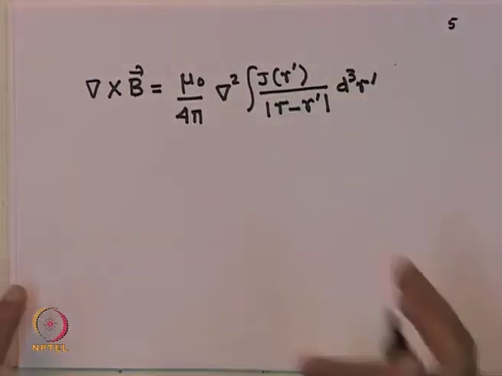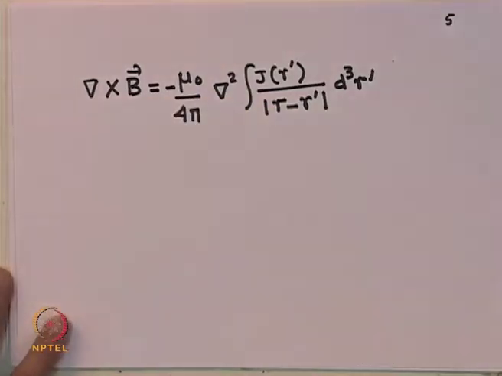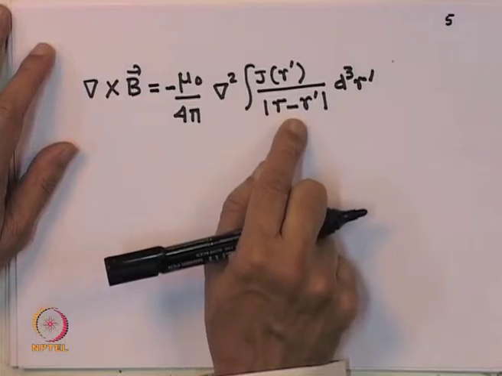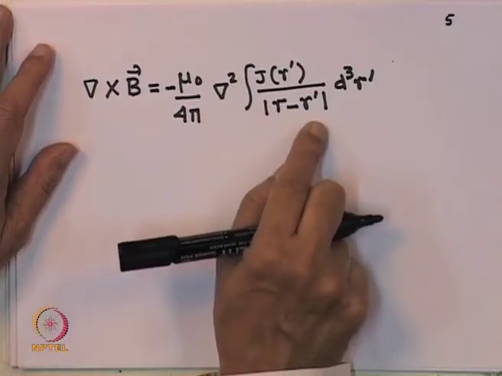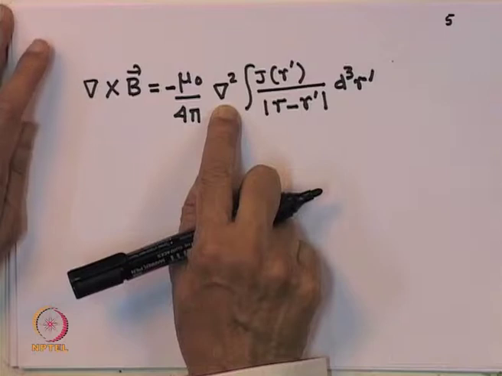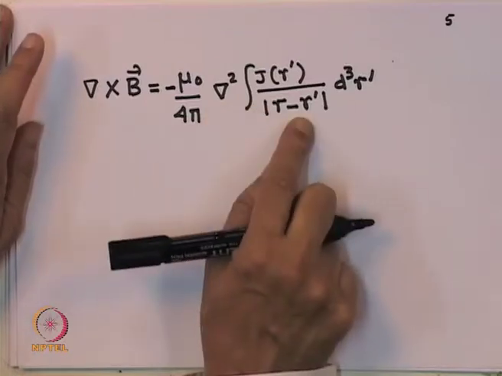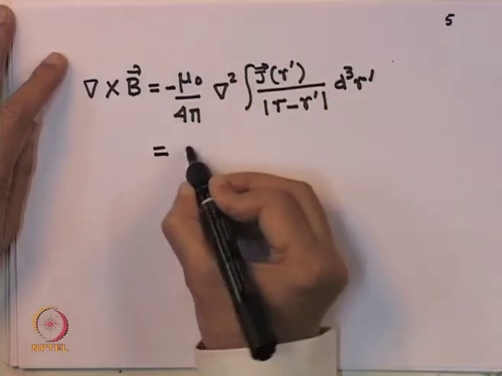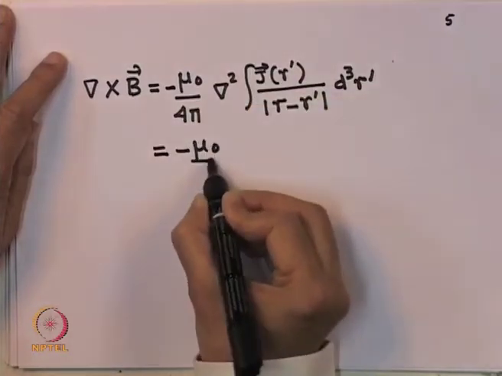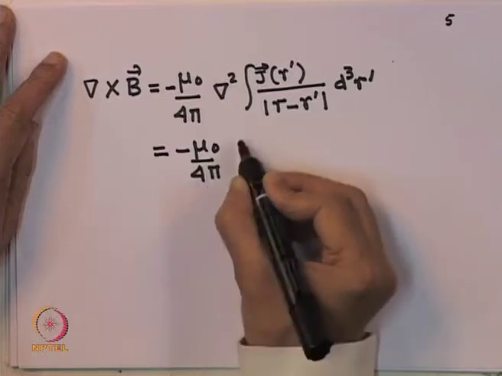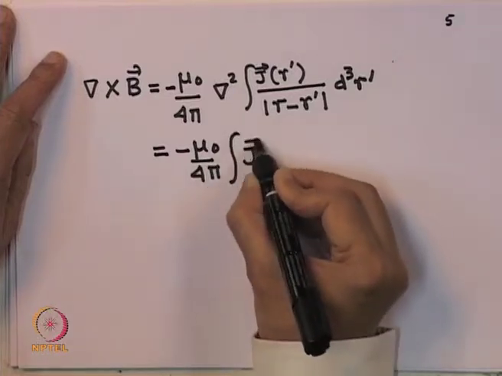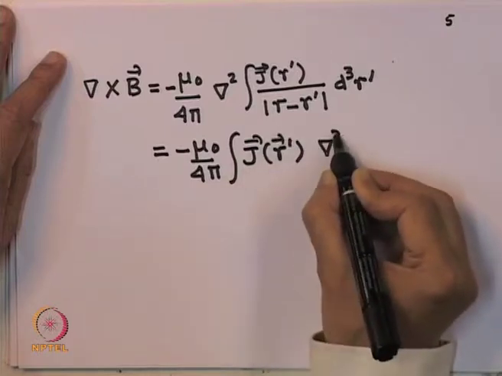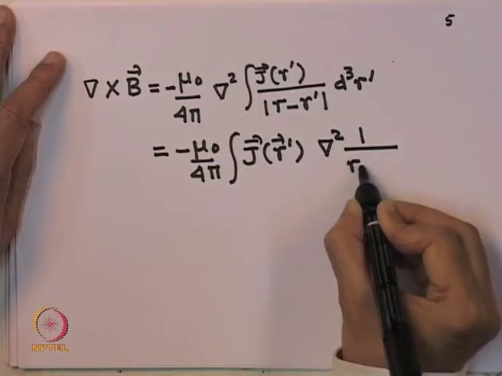So, this is, and there is a minus sign in front of it. What I will do is this, as we have done several times, I will take the del square inside, but I know that del square acting on the variable r has no effect on this j of r prime. So, this will be written as minus mu 0 by 4 pi integral j of r prime times del square of 1 over modulus r minus r prime.